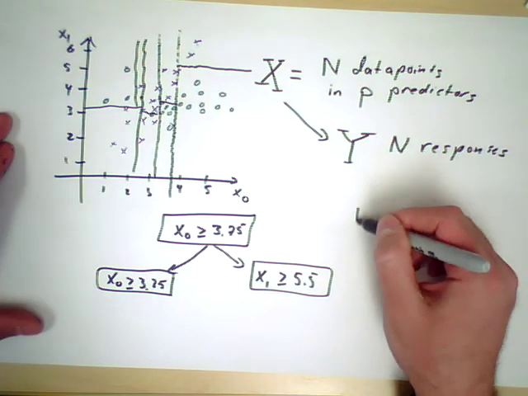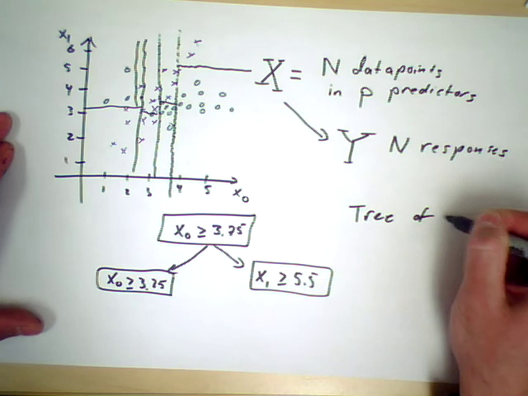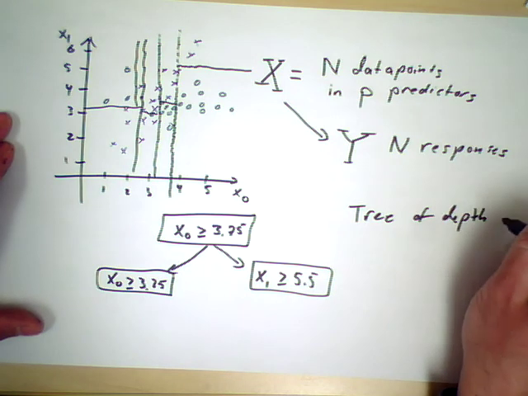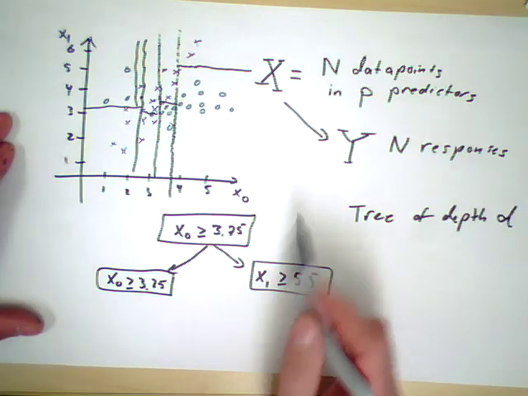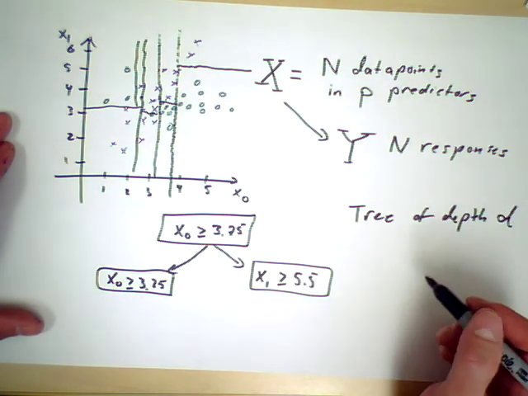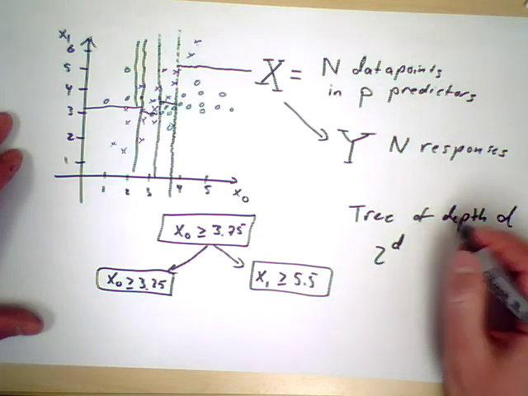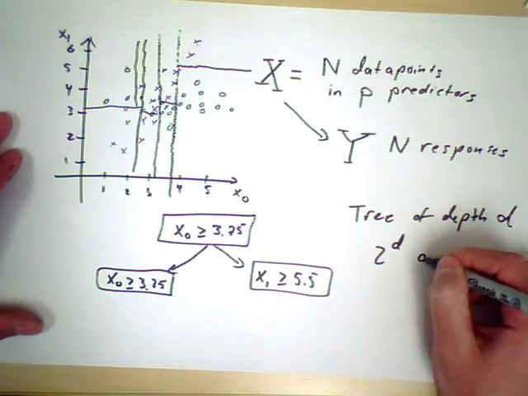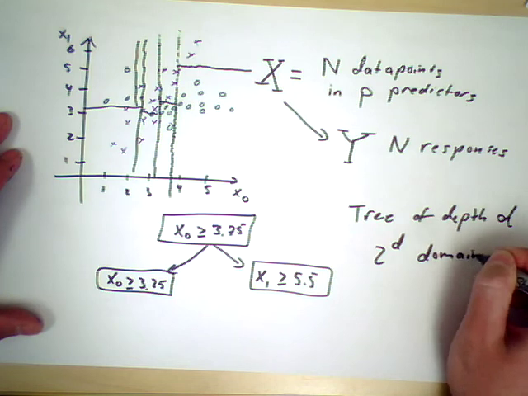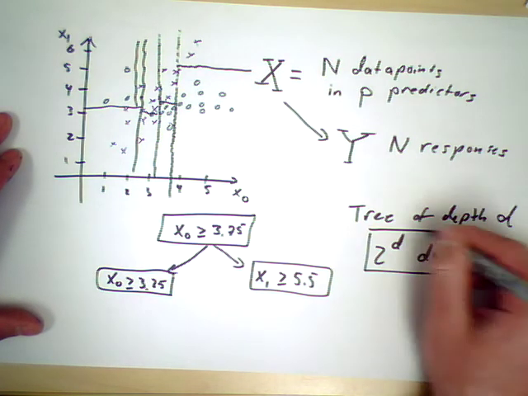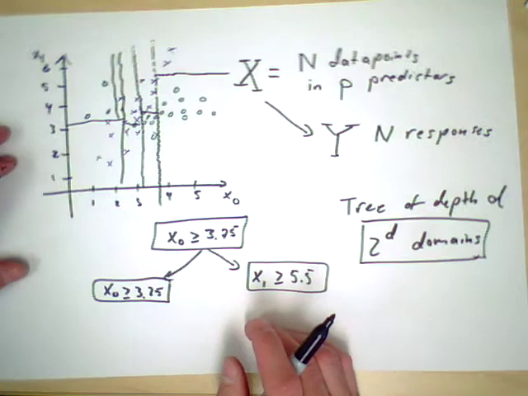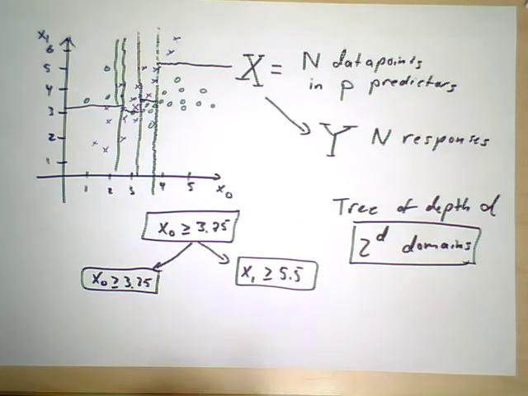So if you have a tree of depth D, in this case, I've gone down about three levels here, you, of course, have 2 to the D domains as a result. So this is the entire idea of a decision tree. You can see that it has at least three fundamental problems immediately, however.